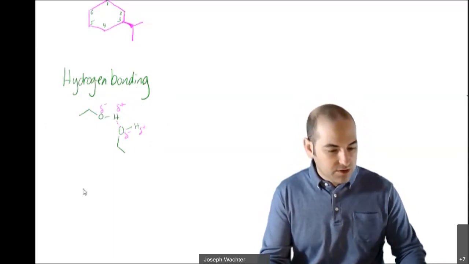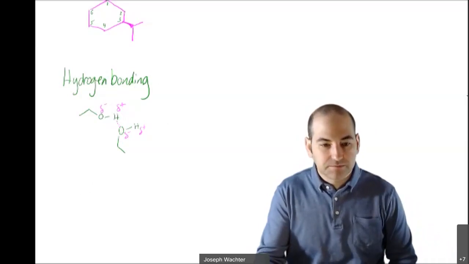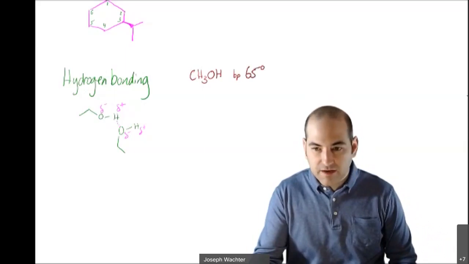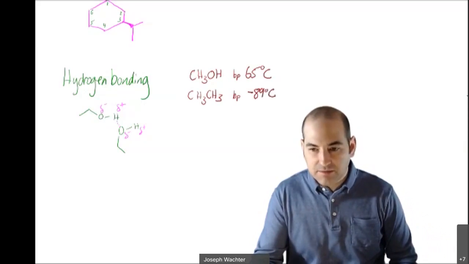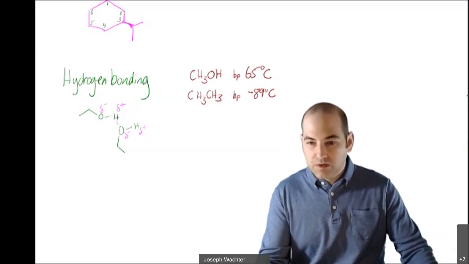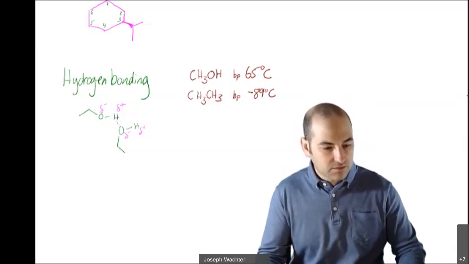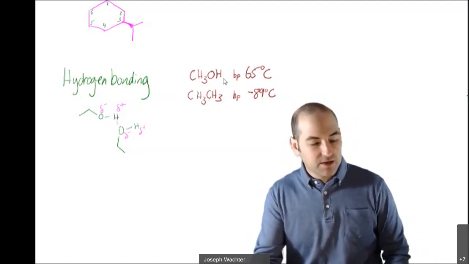So if we look at some of those numbers here, just for comparison, methanol has a boiling point of 65 degrees C, whereas ethane, which is basically the same size, has a boiling point of minus 89 degrees C. So you see a really big difference in boiling points for two otherwise similarly sized molecules. Very different boiling points from similarly sized molecules. And that's all due to that hydrogen bonding interaction.